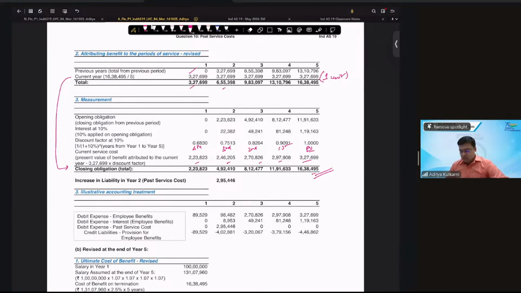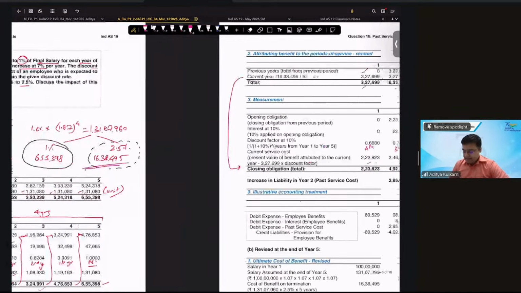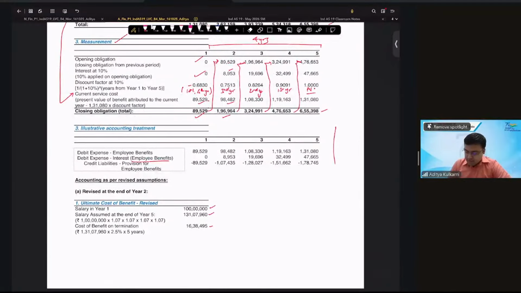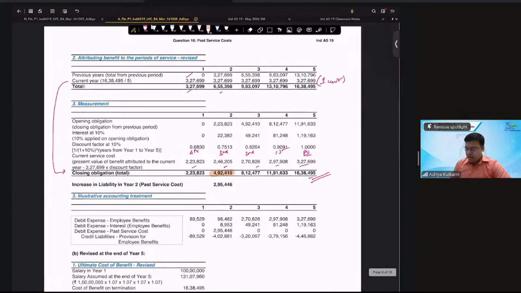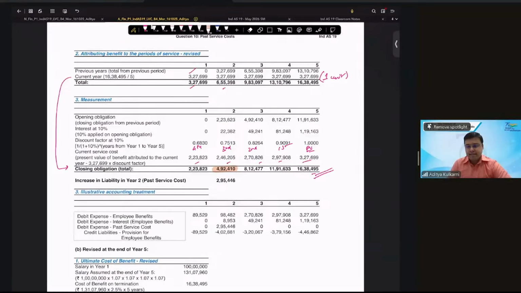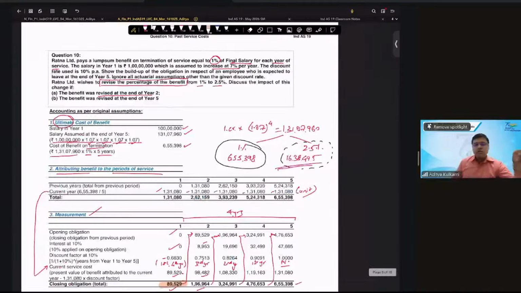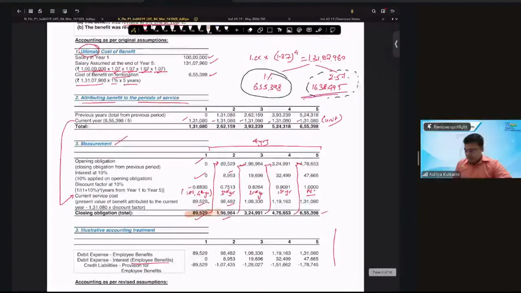Now see. Year 1, what did I account? I have accounted 89,529 as my obligation. Correct? Yes or no? All right. Year 2, my closing obligation should be 4,92,410 based on the new calculation. But because I was doing the old calculation, my obligation would have been 1,96,964. Yes or no?